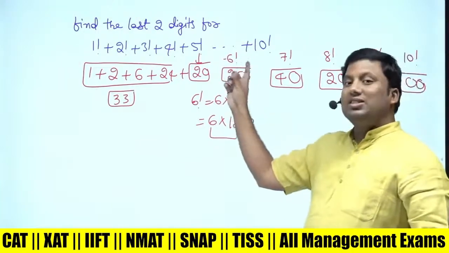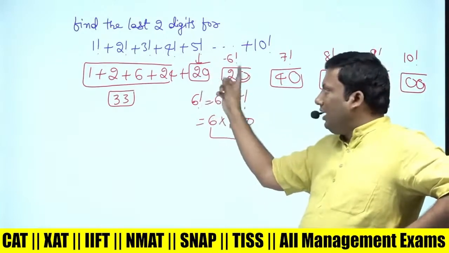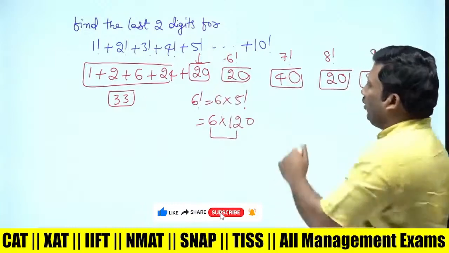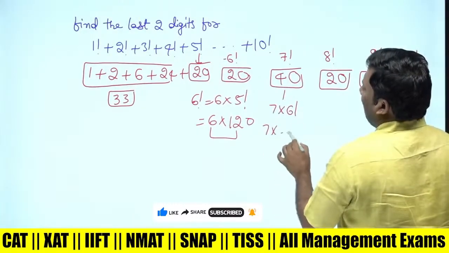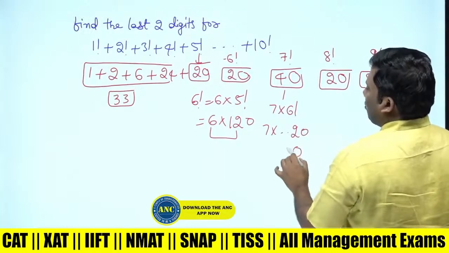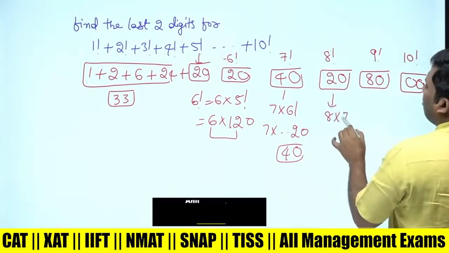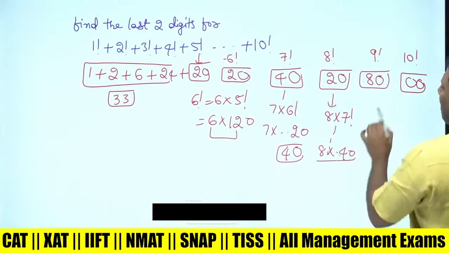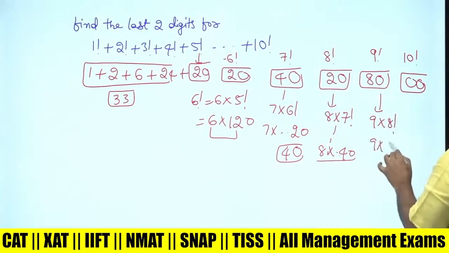6 factorial is 6 into 5 factorial. So 5 factorial, it is 120. 6 zeros are 0. 6 twos are 12. 7 factorial it is 7 into 6 factorial. 6 factorial last 2 digits is 20. 2 sevens are 14. 8 factorial, it is 8 into 7 factorial. 8 into last 2 digits it is 40. 9 factorial, 9 into 8 factorial. 9 into 20. Are you all with me?